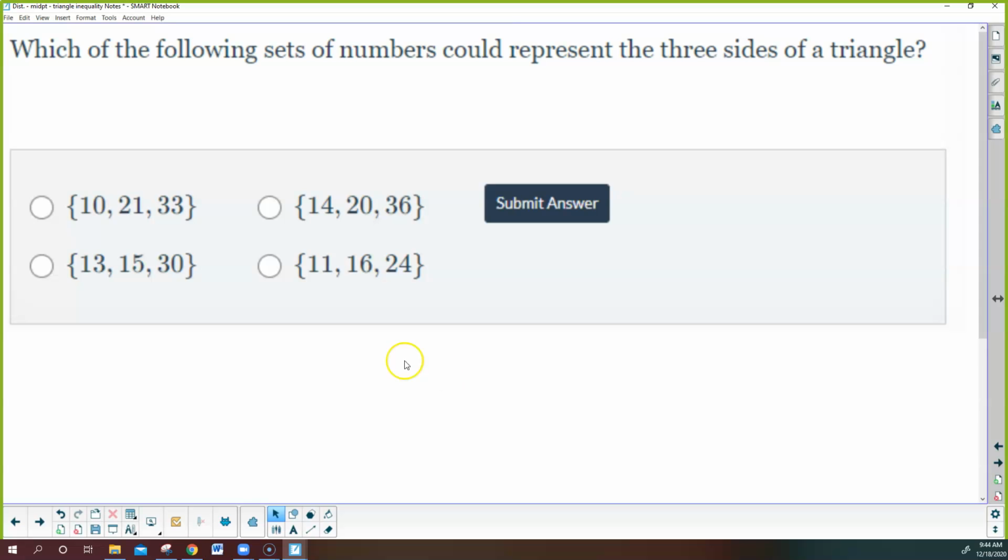So just to grab some quick problems, I want you to try this, and we can do a Zoom poll here really quick. Let's call this A, B, C, and D. And your job is which of the following sets of numbers could represent three sides of a triangle. I'm going to get a poll put up here in just a second.